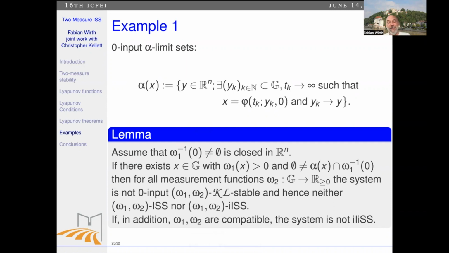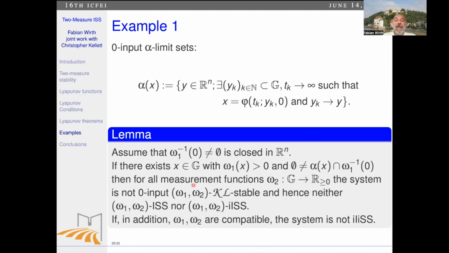So there's a sort of assumption here, because a priori omega-1 is just defined on G, and G is an open set. So the zero level set of omega-1 is, of course, closed in G, but that does not imply closed in Rn, right? But for this, we want closed in Rn. So basically, we're staying away from the boundary of G with the zero level set.